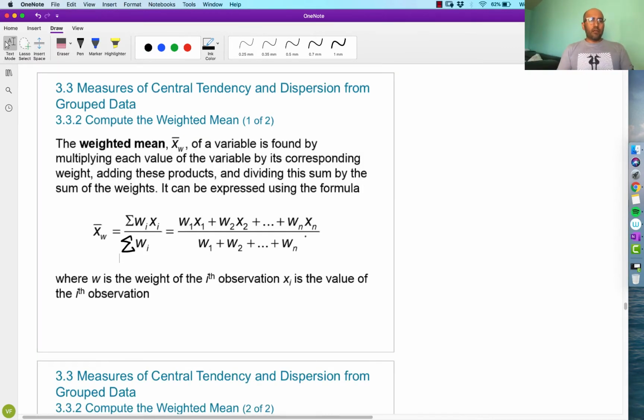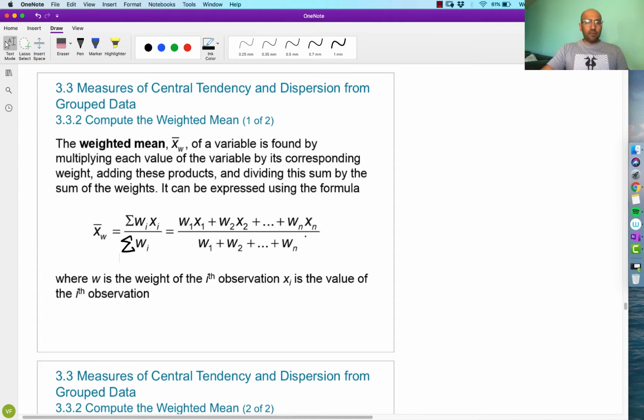Okay, so now let's take a look at measures of central tendency and dispersion from grouped data. We're going to look at how to compute the weighted mean. We use x bar with a little sub w to identify weighted means. The weighted mean of a variable is found by multiplying each value of the variable by its corresponding weight, then adding all of these products, and then dividing by the sum of the weights. It can be expressed using this formula.